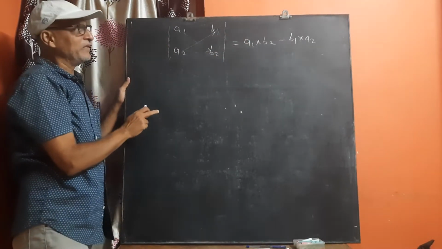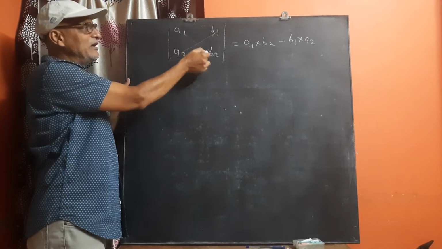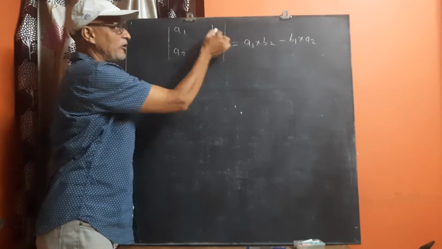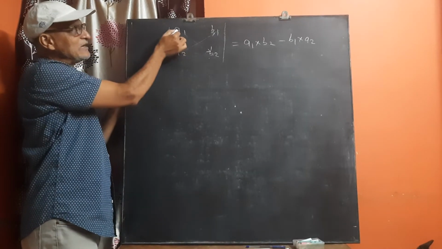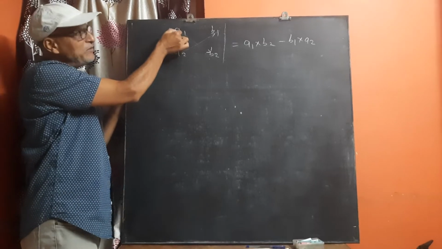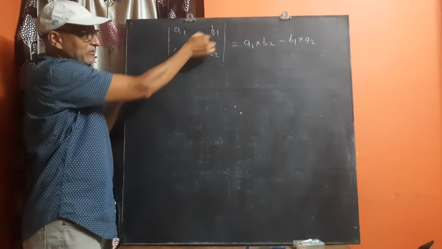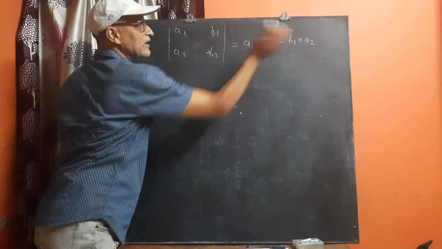This is the solution of 2 by 2 order determinant. I repeat again. This solution is nothing but the product of elements in the forward diagonal minus the product of elements in the reverse diagonal. Forward diagonal means which always starts from the first element of the determinant. So this is the forward diagonal, this is the reverse diagonal. So the solution is A1 B2 minus B1 A2.